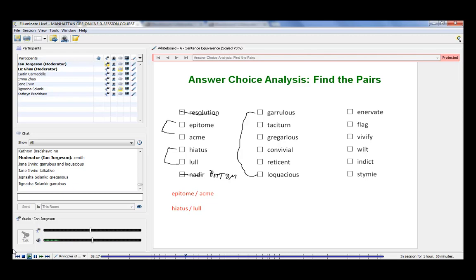What does gregarious mean, guys? Oftentimes people that are very gregarious are also talkative, but they don't have to be. Yes, social, friendly, sociable. Which of those other words means social or sociable?